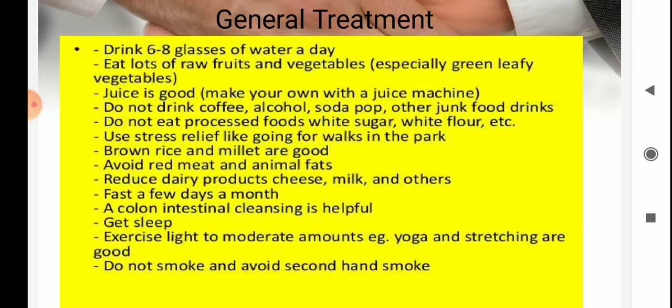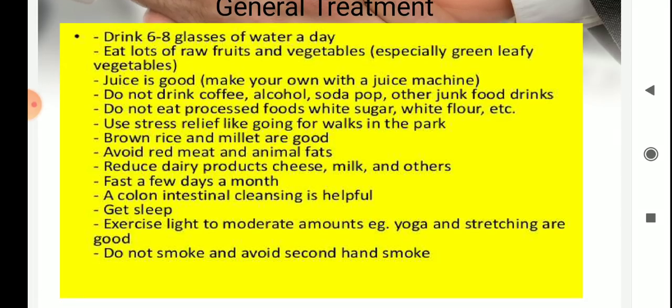If you are fasting, that's basically a colon and intestinal cleansing process. Get good sleep, exercise, do not smoke, and avoid even secondhand smoke.